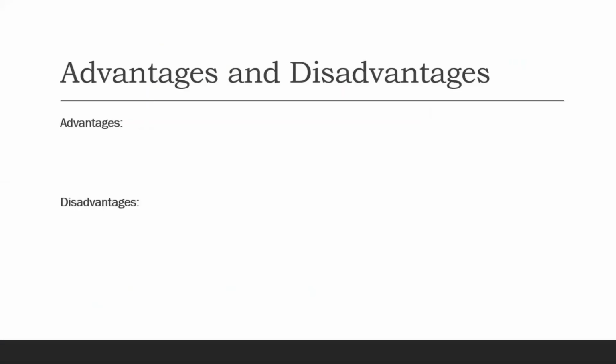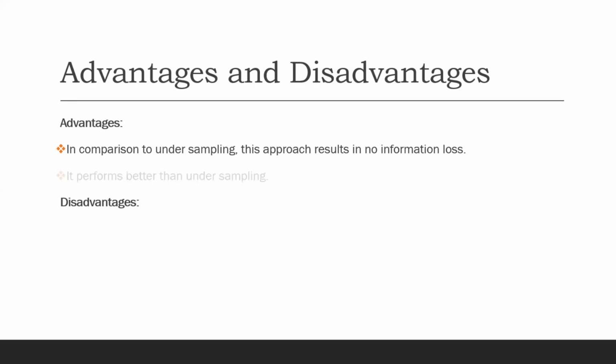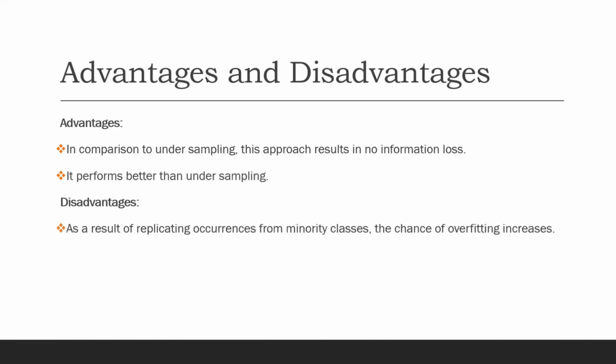Now it's time to see the advantages and disadvantages of random oversampling. In advantage, we can see that in comparison to undersampling, this approach results in no information loss as we don't delete any rows. It performs better than undersampling. Now the disadvantage is, as a result of replicating occurrences from minority classes, the chance of overfitting increases.